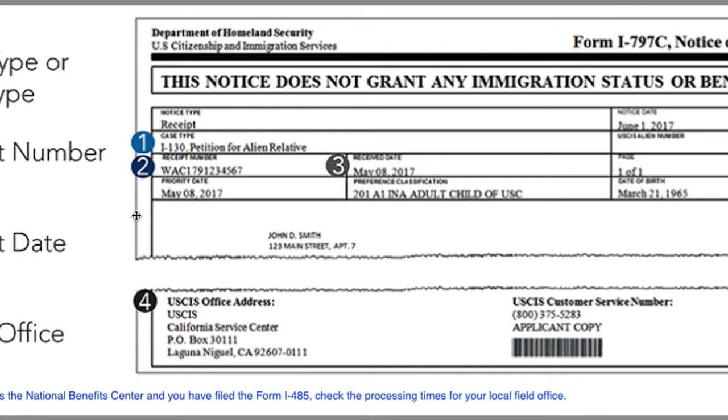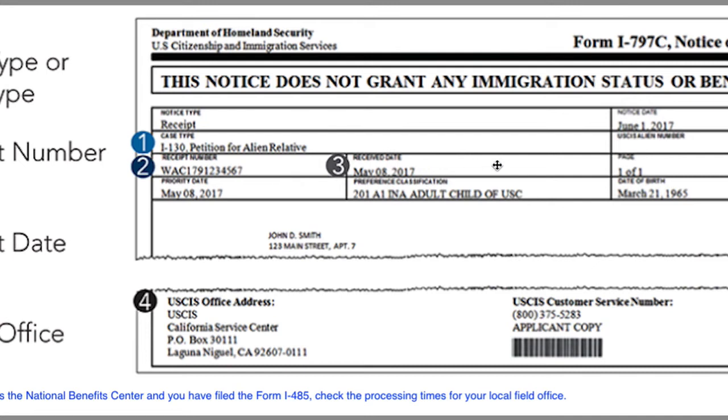Then the significant piece of information is your receipt number. So to follow up on your case, anytime you make a phone call or inquiry, you always have to have your receipt notice. And the receipt number starts typically with 3 letters. Here, the receipt number starts with WAC, and then there's a series of numbers.